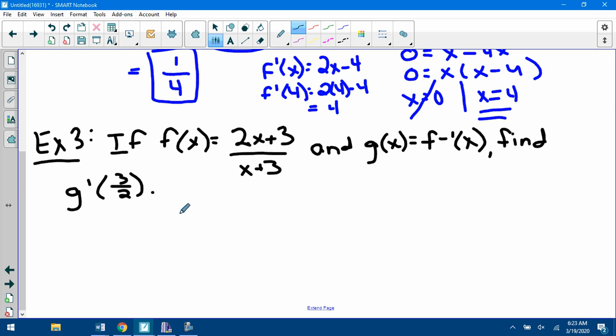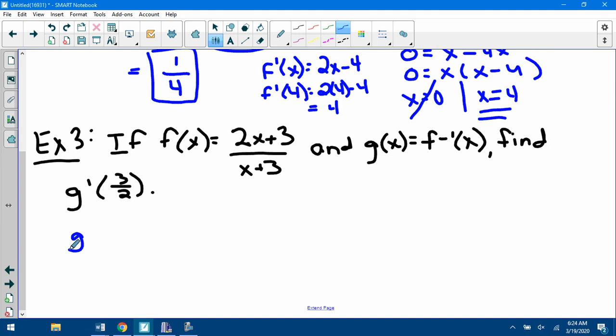Now let's talk about our options for a second. My goal is to find g prime of 3 halves. I could do the long way. This one I can find the derivative of, but I have to use quotient rule, so it wouldn't come out nice right away. And once I do, when I take the inverse, I wouldn't need quotient rule. I would just have to switch x and y, do a little algebra manipulating. It takes a little bit. But then to find the derivative of that, I'd have to use quotient rule. And then I have to plug in 3 halves. Doable, just a little long.